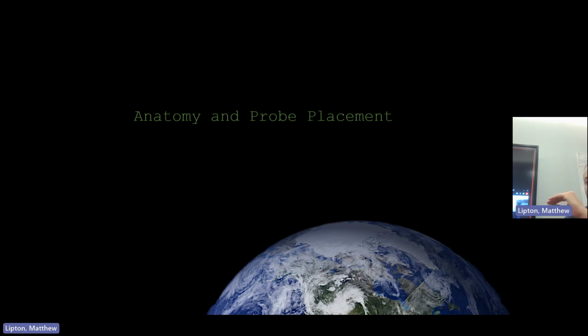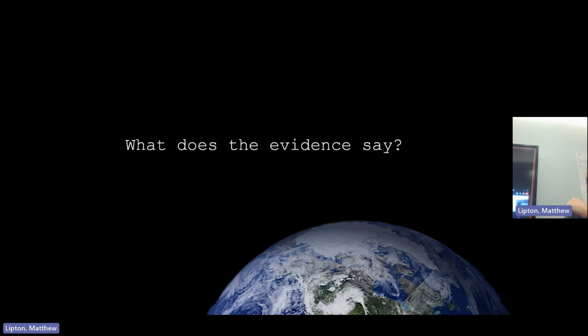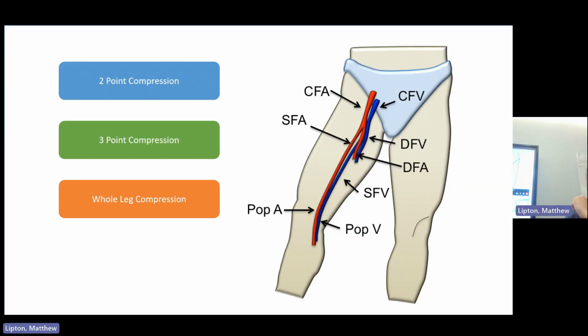So we'll start off by talking about the anatomy of the leg and where you put the probe, normal versus pathologic ultrasound image, and the evidence behind doing the DVT scans. Okay. So you'll hear a couple different point of care protocols. Some people call it 2-point compression or 3-point compression, and then you'll hear the radiologists do the whole leg compression. Generally what we do in the emergency department is the 3-point compression.